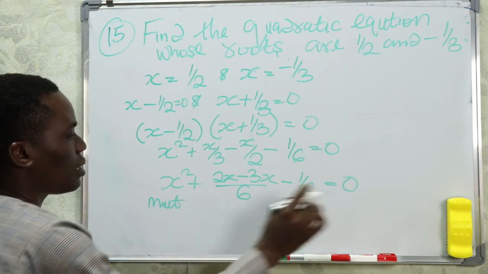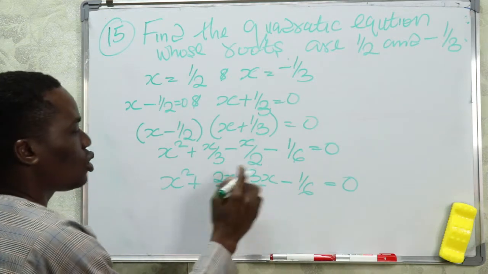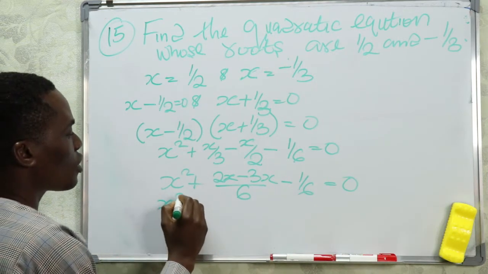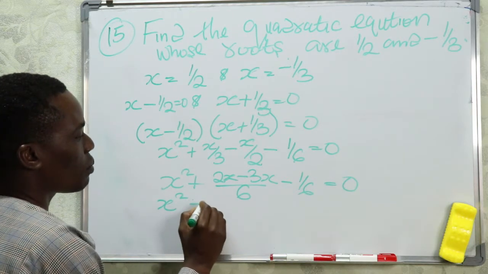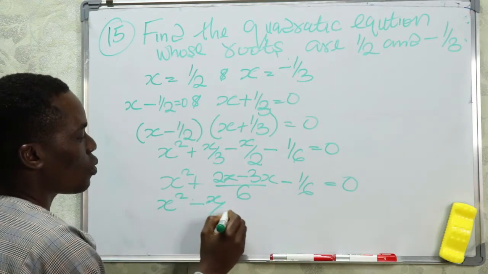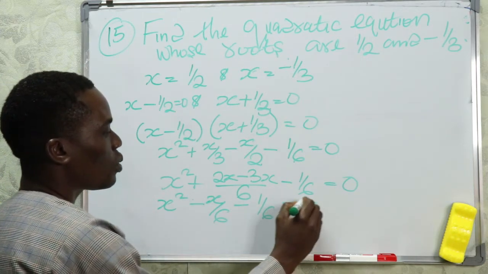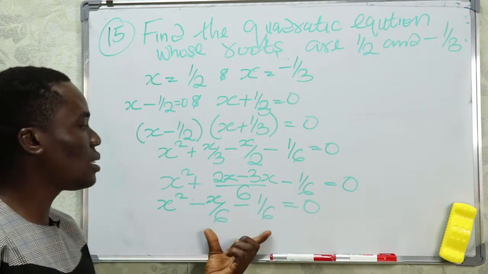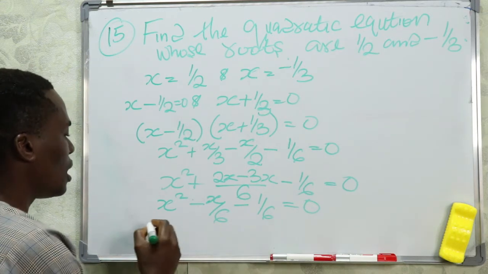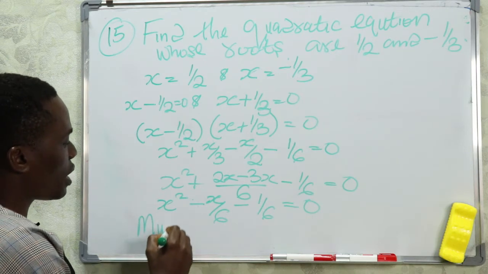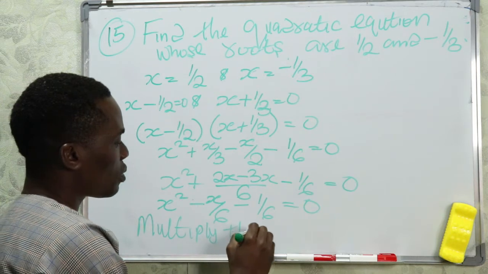Before we do that, let's subtract these two. This will give us x squared plus, this minus this will now give us minus x over 6 minus 1 over 6 equal to 0. Now having 6 in every aspect, we need to remove that 6. And to remove that 6, we'll multiply through by 6.